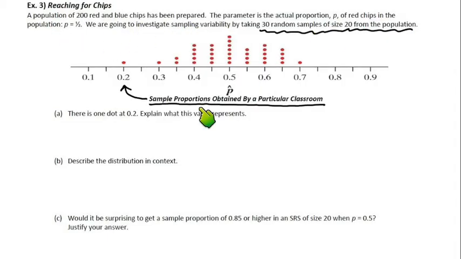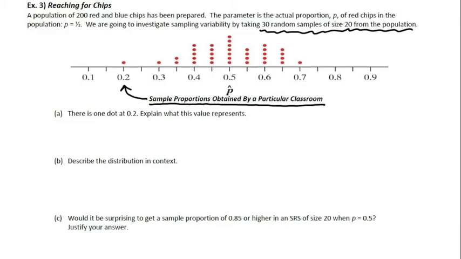You could imagine this as being a class dot plot where each kid comes up and marks the sample proportion of red chips that they got. It shouldn't be surprising that a lot of kids got 0.5, because apparently half the chips are red in the population. But part A asks about a dot that might be a little bit more surprising. It says there is one dot at 0.2. Explain what this value represents. This is a really common question for this chapter, so we need to be careful in identifying what this graph really represents.